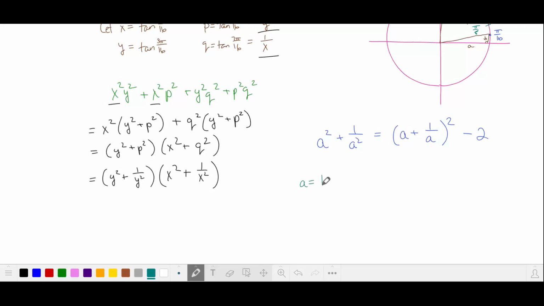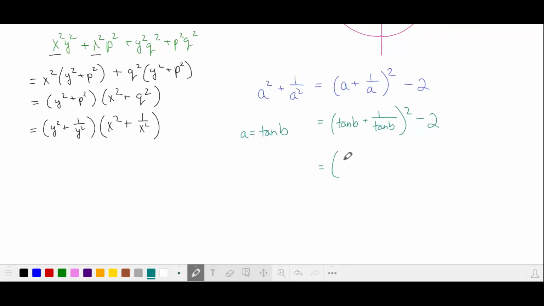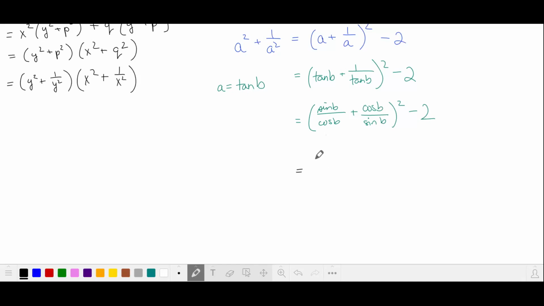Let's say that a is equal to the tangent of some angle b. So this will be tan b plus 1 over tangent of b, squared, minus 2. And I'll substitute for the sine and cosine. We'll find a common denominator here and add the two fractions. The numerator here, sine squared plus cosine squared, is always equal to 1 for any angle.